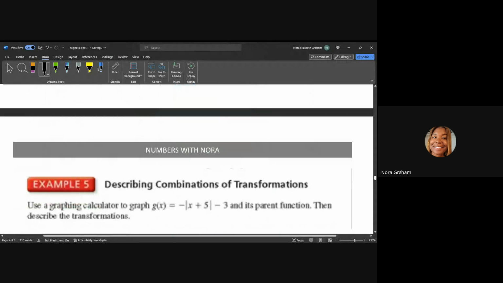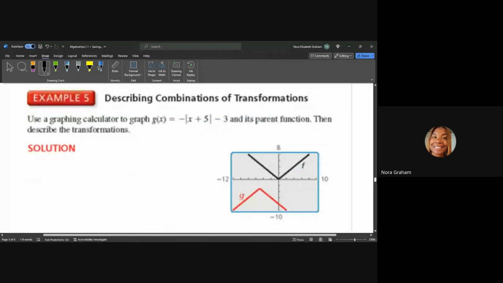Okay, let's look at one more example. This one says, describe combinations of transformations using a graphing calculator. We're not going to use a graphing calculator. I'll explain how they got this one. G of x equals negative absolute value of x plus 5 minus 3. Identify its parent function, then describe the transformations. So again, this is going to be absolute value.